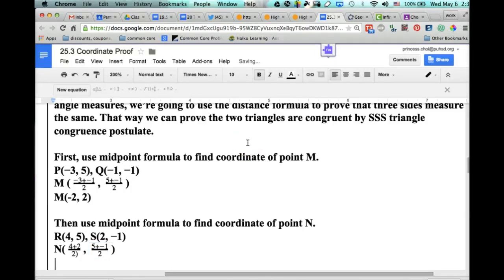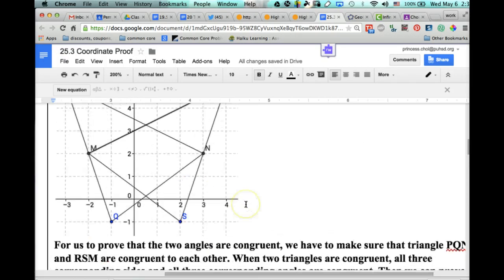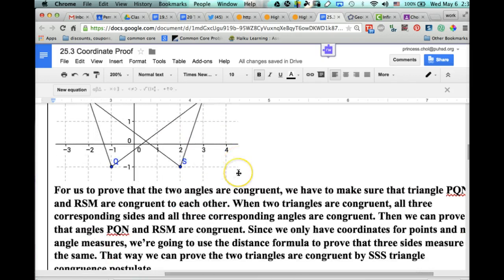Okay? And then we're going to calculate now. 4 plus 2 is 6. 6 divided by 2 is 3. 5 minus 1 is 4. Divided by 2 is 2. And so we already know N is at 3, 2 because we see it right here, 3, 2.